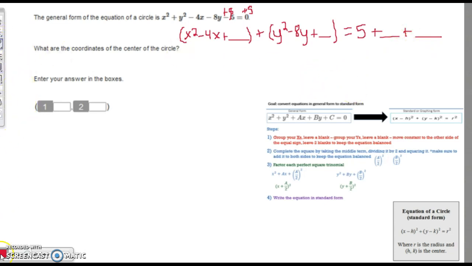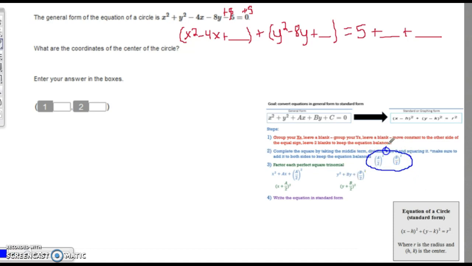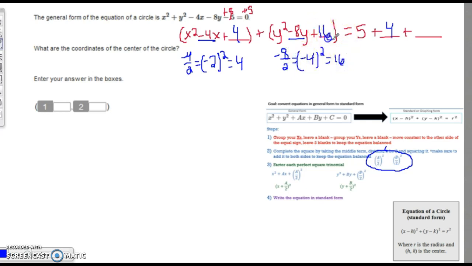All right, next we're going to complete our square, and we always use this formula here. We take that middle term, divide it by 2, and then square it. So I'm going to add 4 to this side, and I'm going to add 4 to that side. We're going to do the same thing for y. We're going to take that middle number, divide it by 2, and then square it. So I'm going to add 16 to this spot and 16 to that spot.